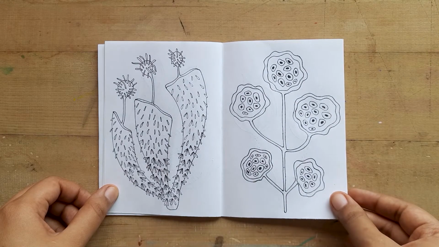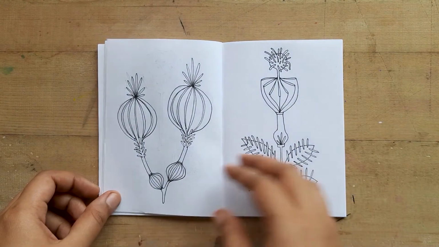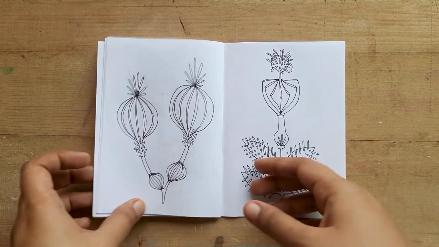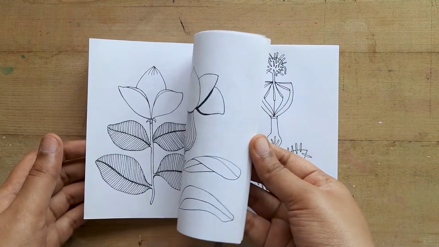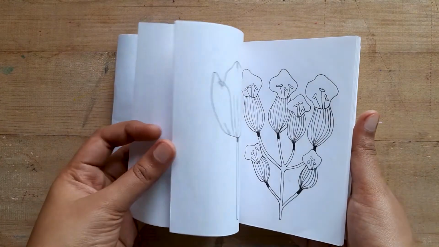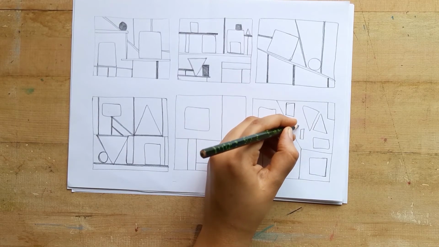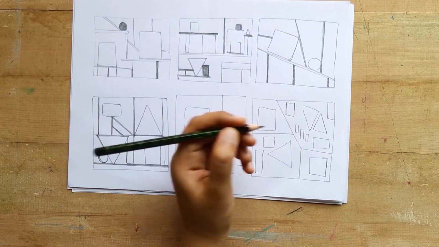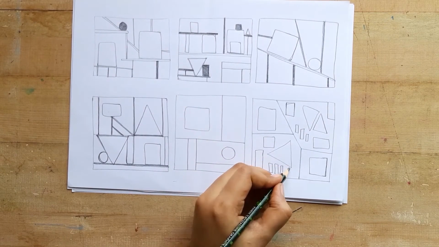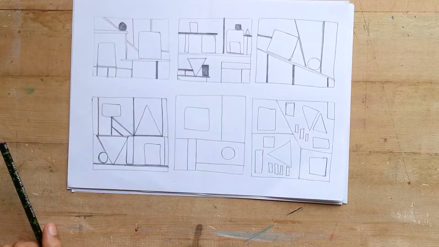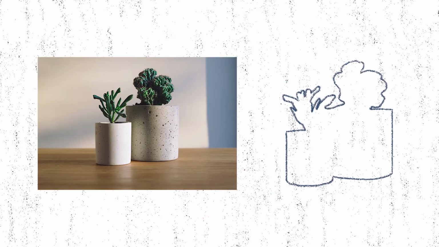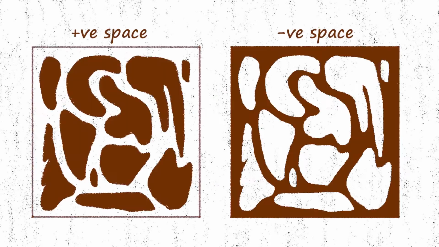We will first start by making a book of forms, as we always struggle searching for the forms to start with, which takes most of our time. Then, we will do some exercises to understand balance on a 2D surface. Along with that, I will also explain some essential concepts surrounding visual composition.